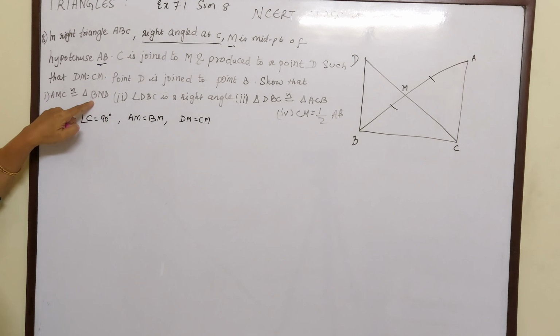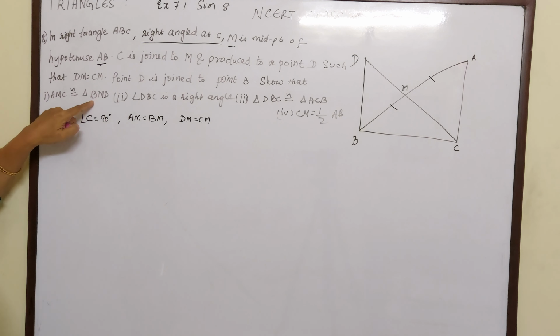So we have to take these two triangles. In this we already know that AM is equal to BM. So this is one point, and then DM is equal to CM, that is also given. And when these two lines intersect, that is DC and AB, what happens children? These two form vertically opposite angles. Whenever two lines intersect, they form two vertically opposite angles. So this angle is equal to this angle.